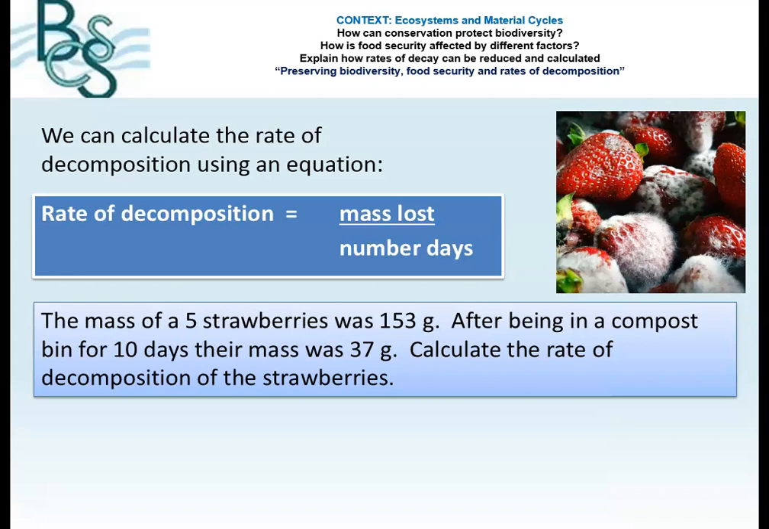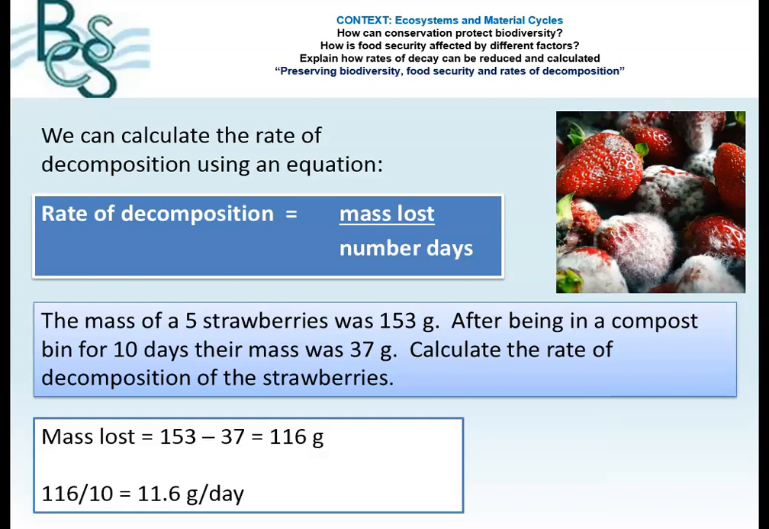So let's look first of all at the mass lost. So that is 153 grams minus 37 grams. So the mass that has been lost in total is 116 grams. And then we divide that by the number of days, which was 10. And so we can say that 11.6 grams per day has been lost. So that is our decomposition rate. So remember the units there, it's grams per day.